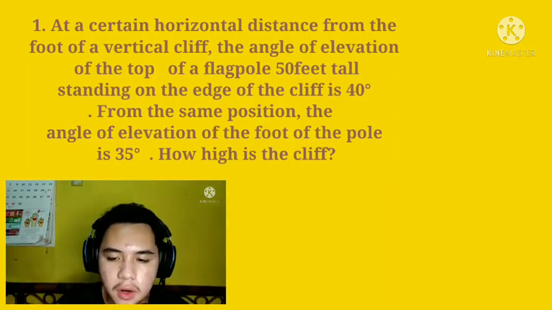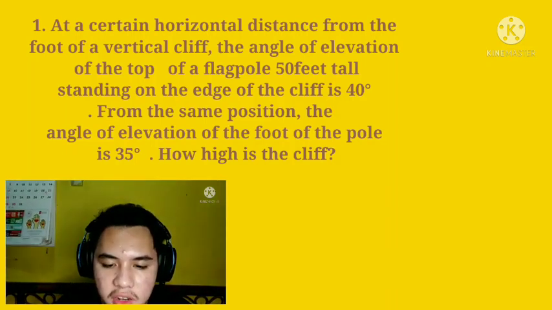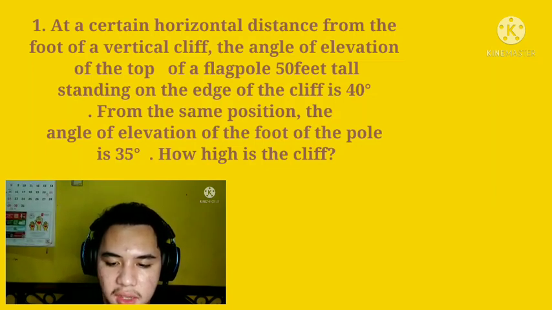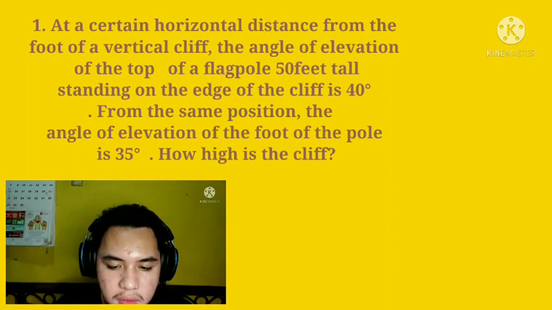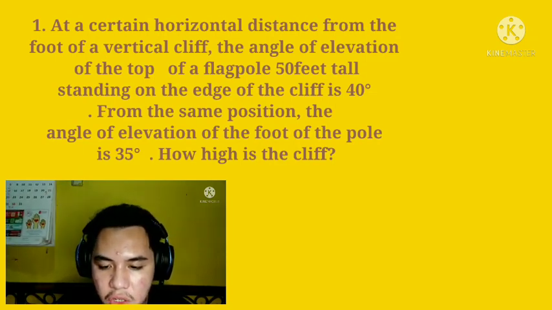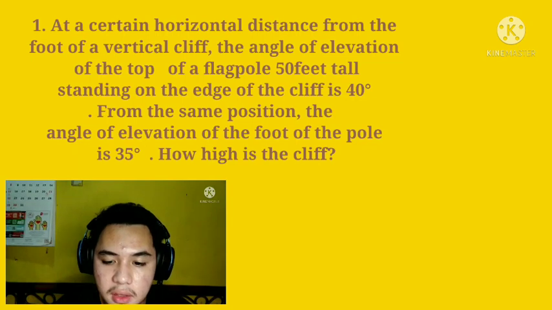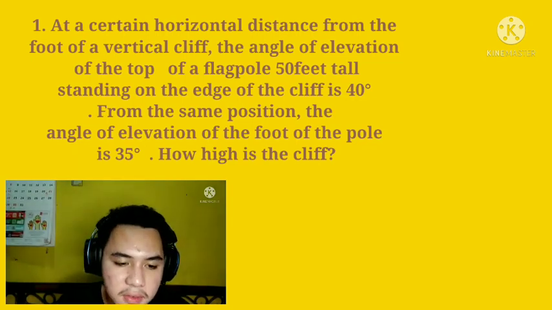So, for our problem number 1, at a certain horizontal distance from the foot of a vertical cliff, the angle of elevation of the top of a flagpole, which is 50 feet tall and standing on the edge of the cliff, is 40 degrees. From the same position, the angle of elevation of the foot of the pole is 35 degrees. So how high is the cliff?